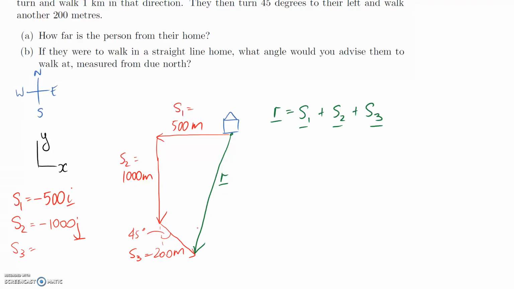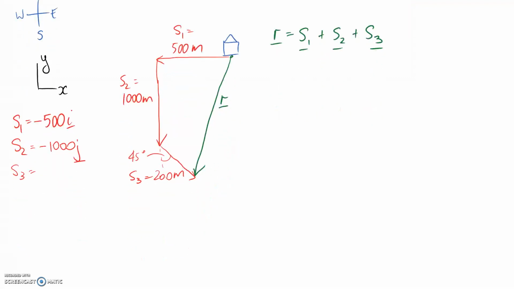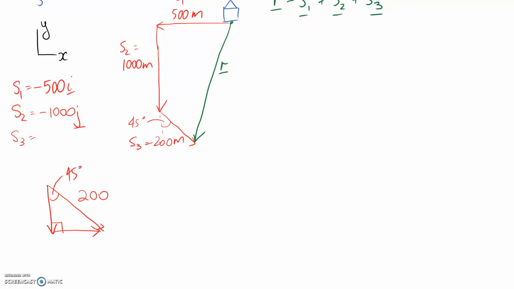So I can draw out the triangle if that makes it a little bit easier. So we know that the length of this hypotenuse side is going to be 200. Try and make this look a bit more vertical. And then we've got a Y component plus an X component that needs to give that 200. And we know one of the angles, that's 45 degrees. So let's call this S3Y and S3X.